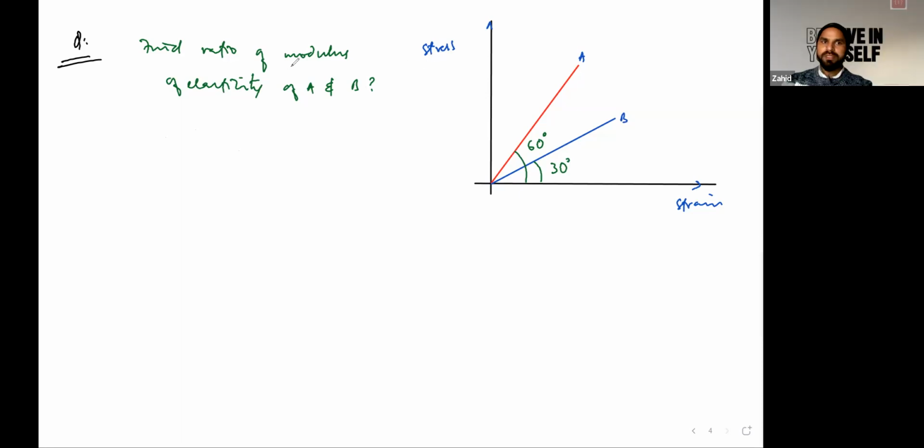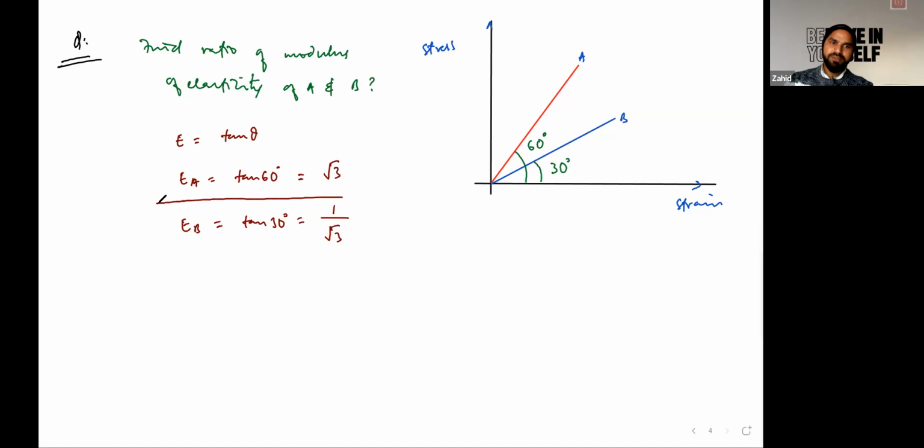Suppose you have to calculate modulus of elasticity, which is the slope of a stress strain curve, so we can write E equals tan theta. So for A, it will be tan 60°, which is equal to root 3. And for B, it will be tan 30°, which is equal to 1 by root 3.